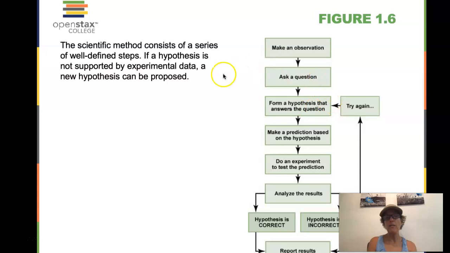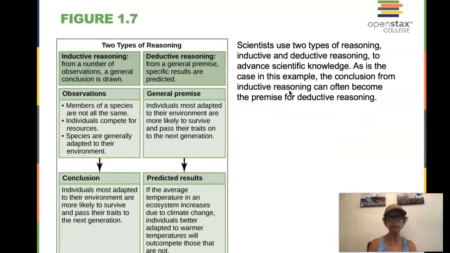We make observations. We ask a question about how we think something works. And then once we have that testable hypothesis, and it has to be testable, there has to be some way to measure what you think is going to happen. Make that prediction and do the experiment. Of course, we analyze the results, and then either the hypothesis is correct and we report the results, or the hypothesis is incorrect and we try again. Either way, even if our hypothesis is correct, we do still have to repeat the experiment. Doing it once is not enough to prove that that's the way it really works.